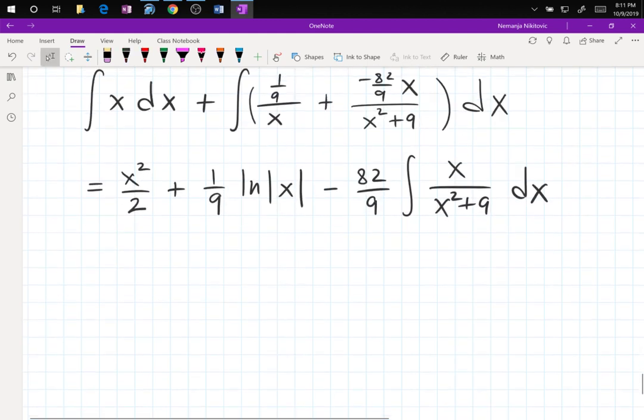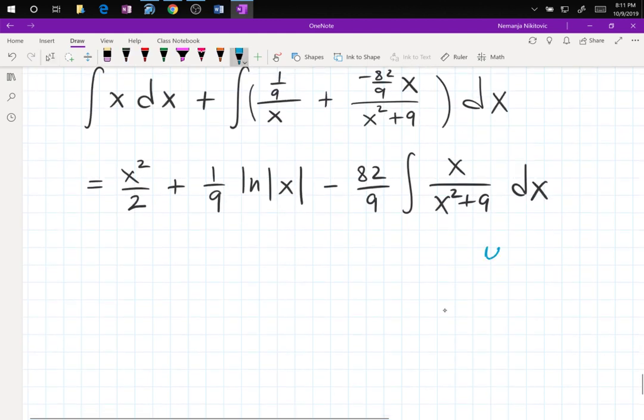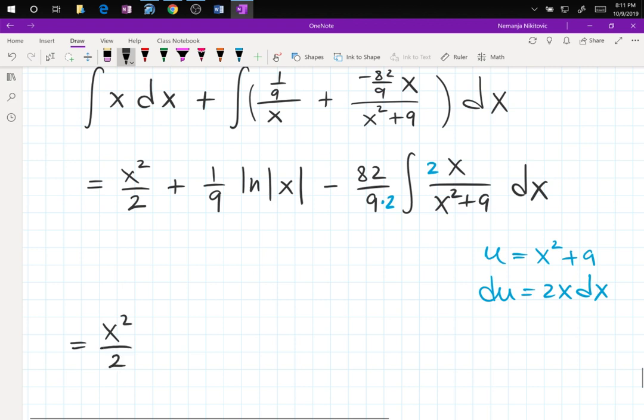How do we solve that? Basic u sub. u equals x squared plus 9. du equals 2x dx. So plug in a 2 and then do times 2 over here. So the solution is x squared over 2 plus 1 over 9 ln absolute x minus 82, and the x and 2 would cancel to 41 over 9. And then over here I have du over u, right?